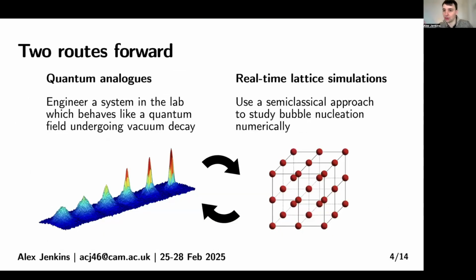So the goal is to try to study bubble nucleation in real time and understand what that could mean for cosmology. And there are two methods to do this, which really work in tandem and feed into each other. One is to use these real-time lattice simulations, of which I've already shown a couple of examples, and I'm going to come back to those in more detail towards the end of the talk. And the other is to build these analog experiments. So to get nature to solve the problem for us by building a system which has the same dynamics as the early universe field we want to study.